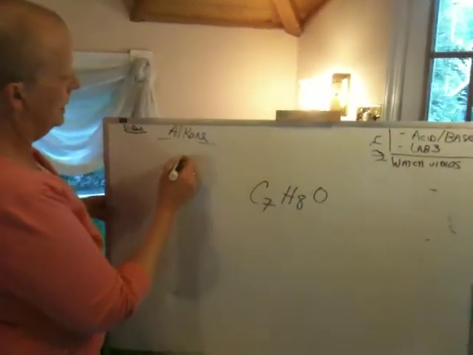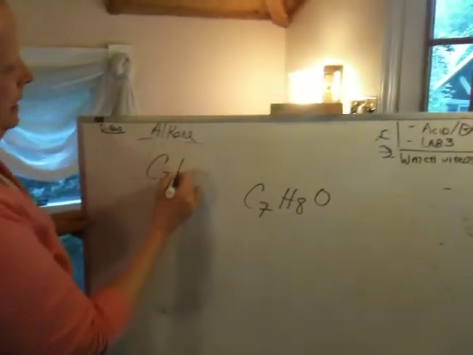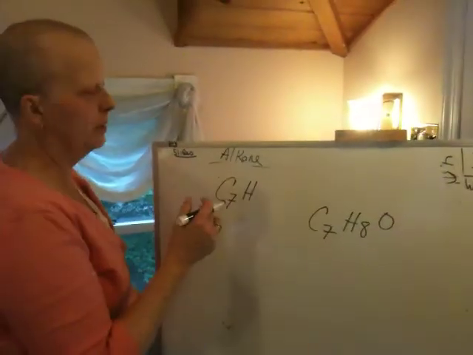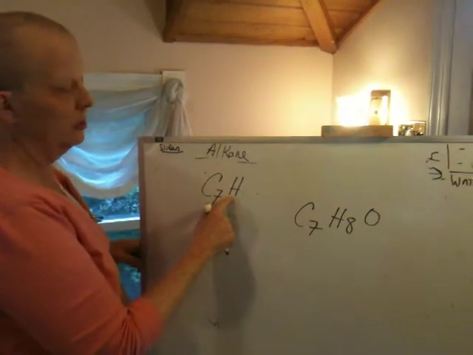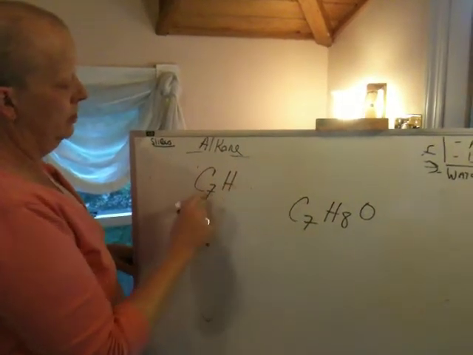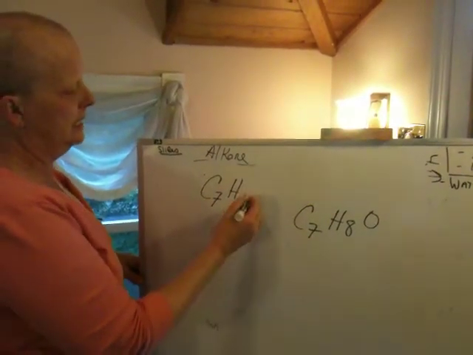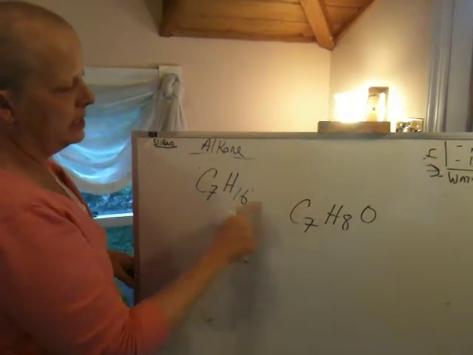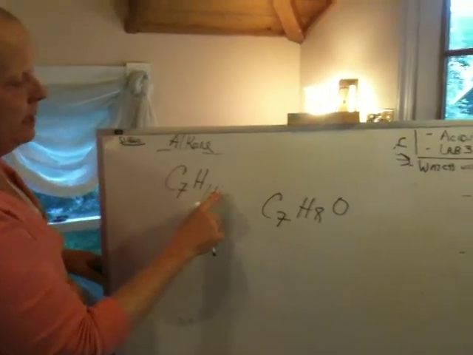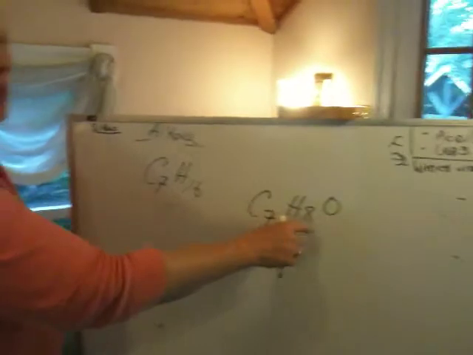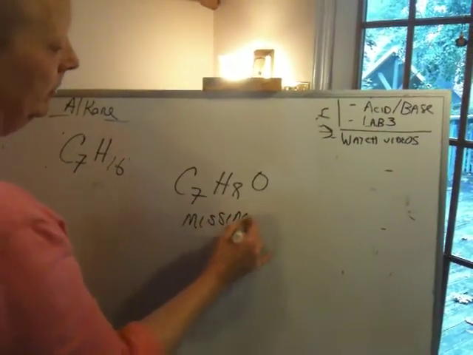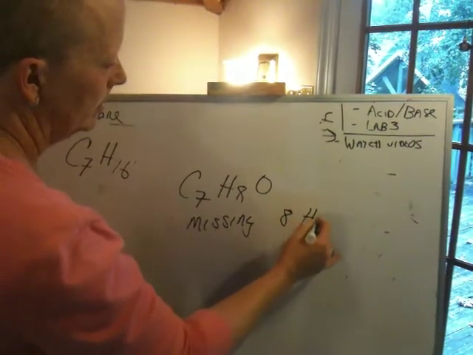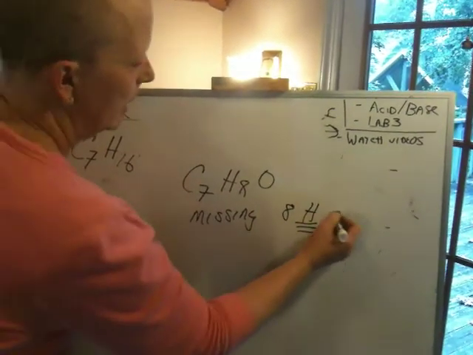So, C7H, what would the alkane formula be, ignoring the oxygen for now? It would be 2n plus 2, so 14 plus 2, it's 16. Now look at this. This is very interesting. This molecule is missing 8 hydrogens. That means how many pairs?